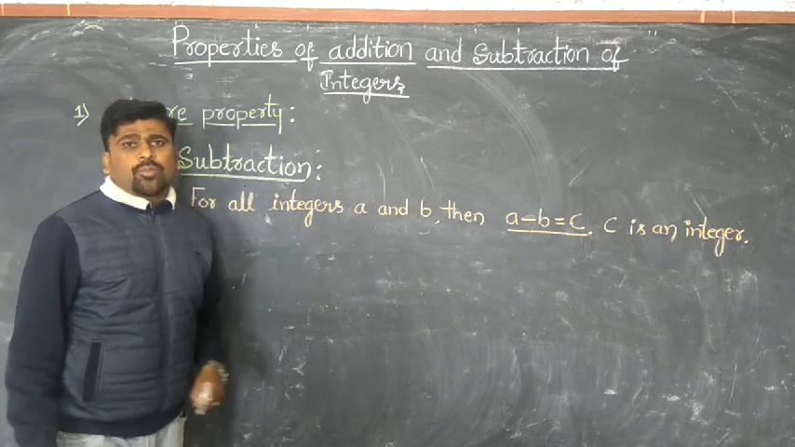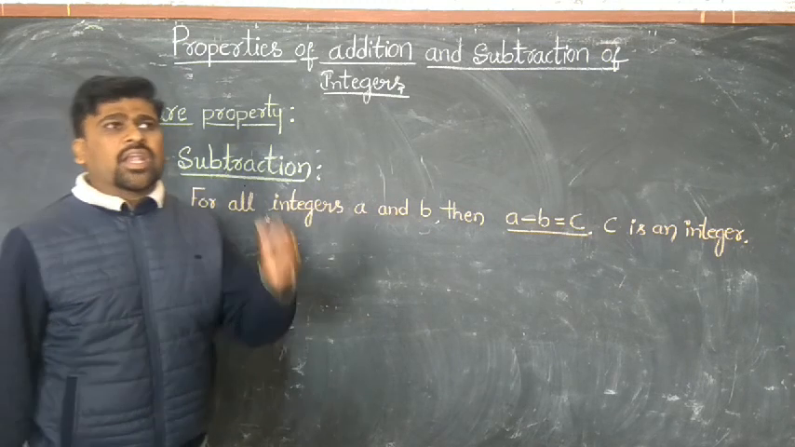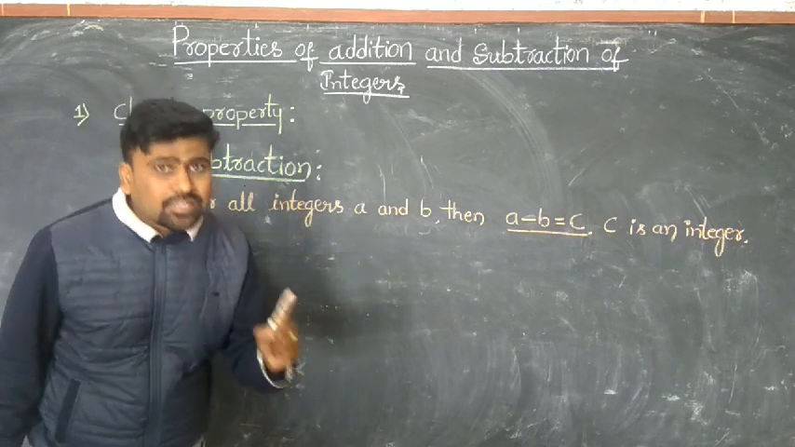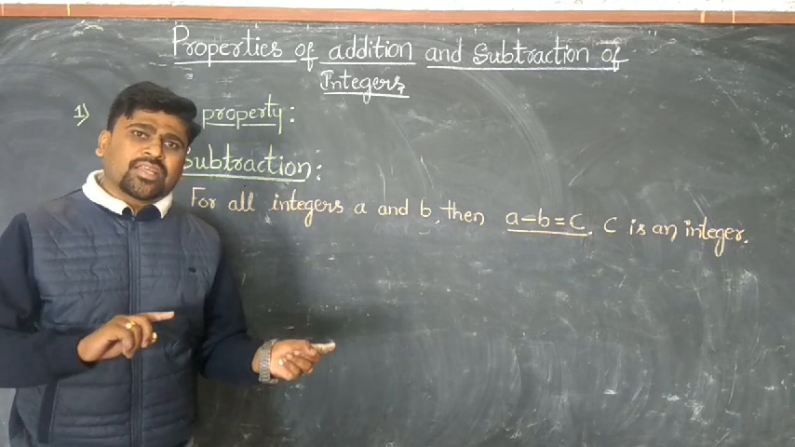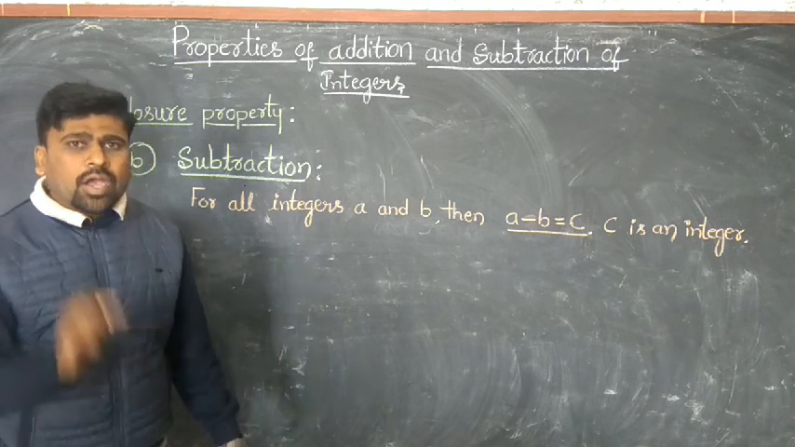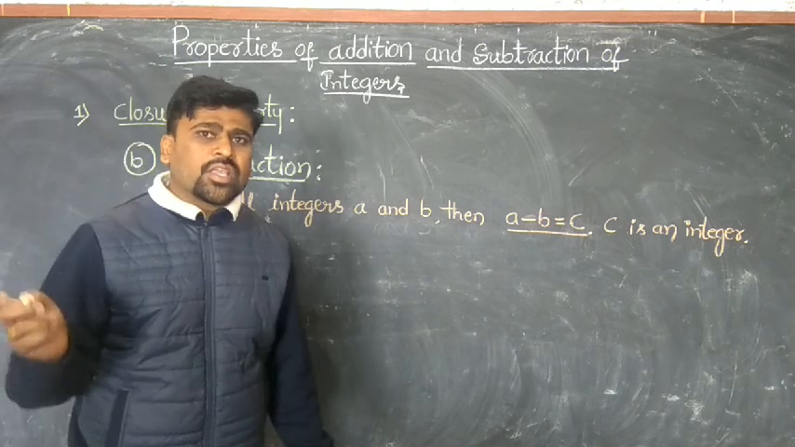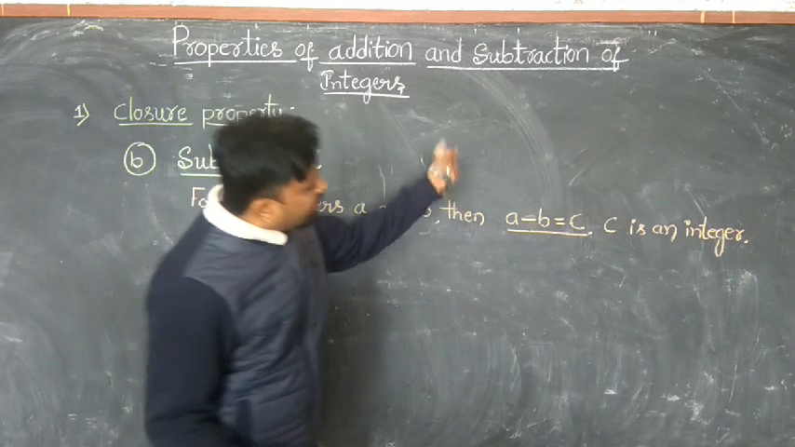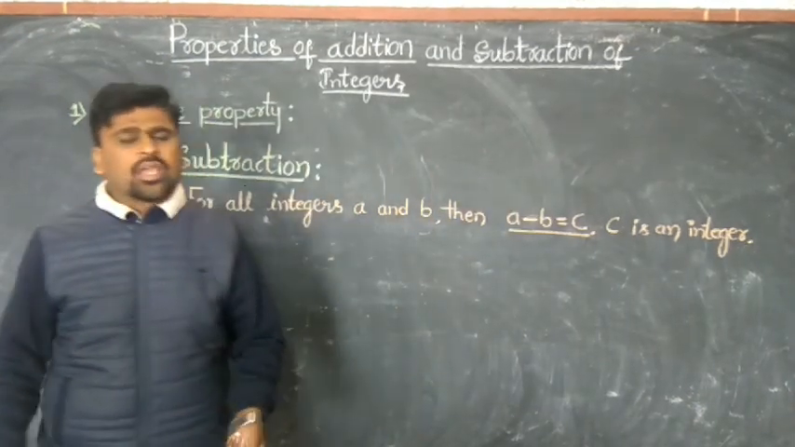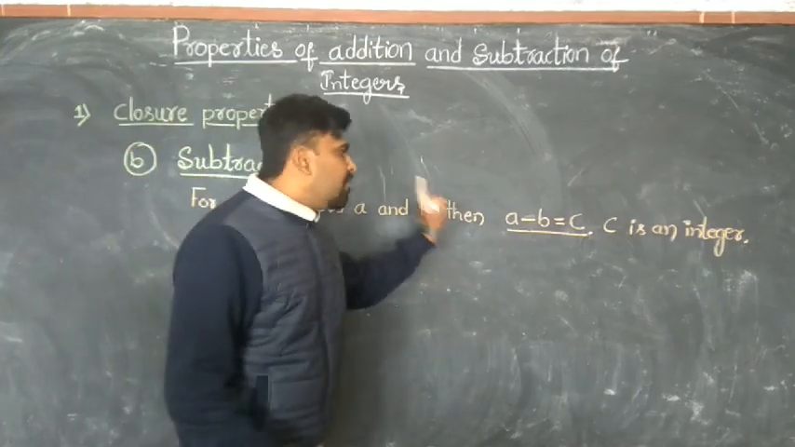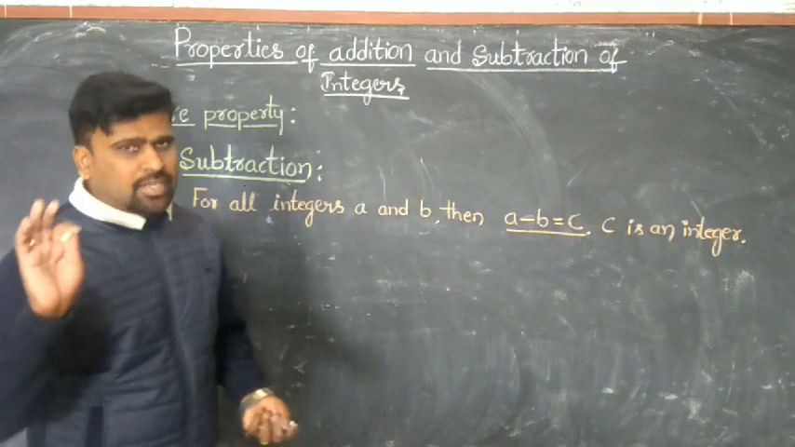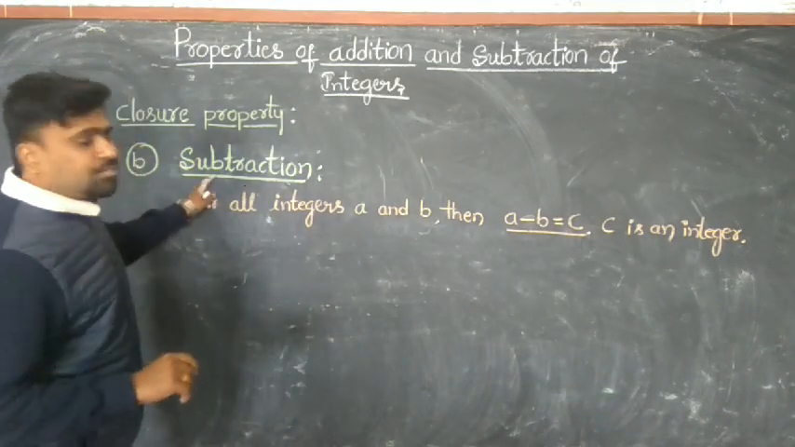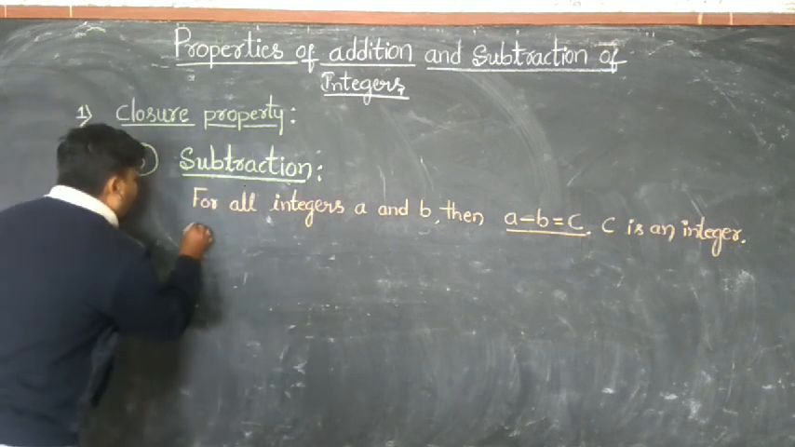Regarding the closure property. Closure property under addition is nothing but A plus B is equal to C. For subtraction, replace plus with minus: A minus B is equal to C. In case of multiplication, A into B is equal to C. In case of division, A divided by B is equal to C. Later on we can check. Okay, now we come to subtraction. Here we can move through examples.